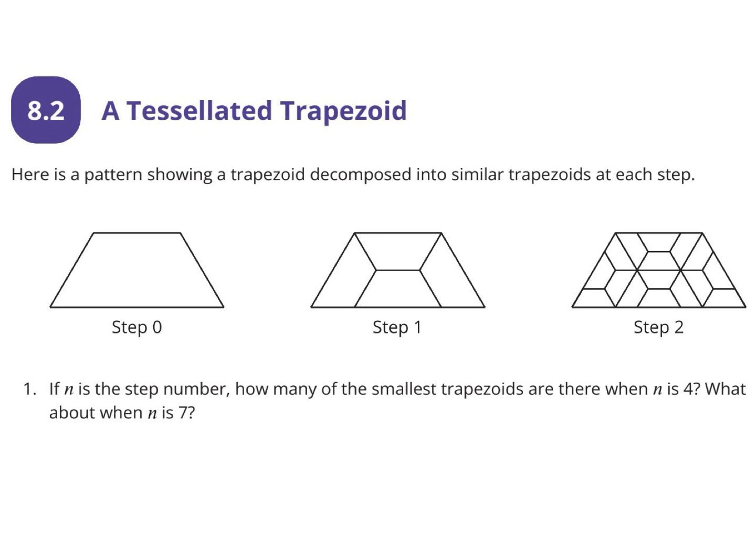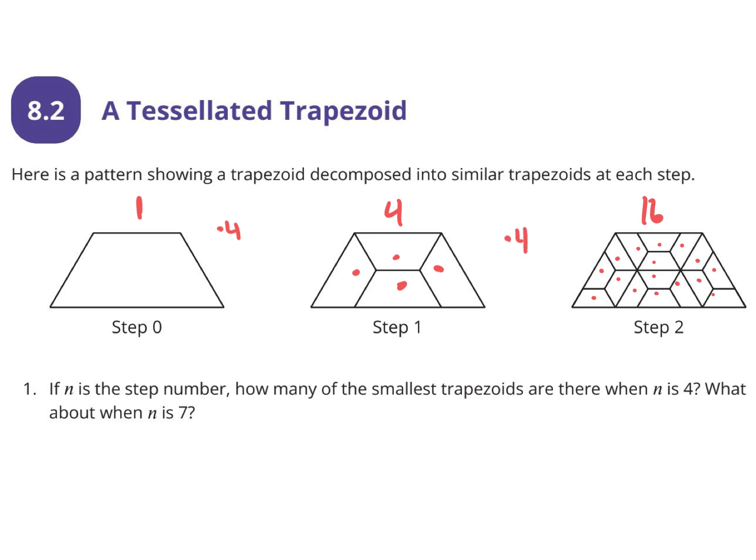Here's a pattern of a trapezoid decomposed into similar trapezoids at each step. All right, let's not worry about the question. Let's see what's going on. To go from step 0 to step 1, we have 4 trapezoids. So we're at 1, then we're at 4, and then 16. So what we're doing is multiplying by 4 each time. That's our rate of change, times 4.